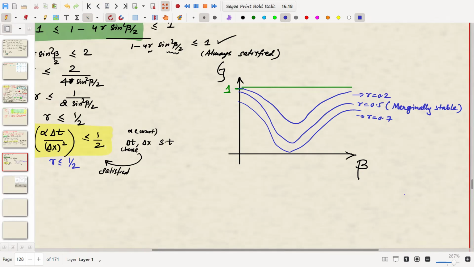And r equal to 0.7, what will happen to it? Is it stable? The more you increase r, it goes down. So for r equal to 0.7, is it stable?